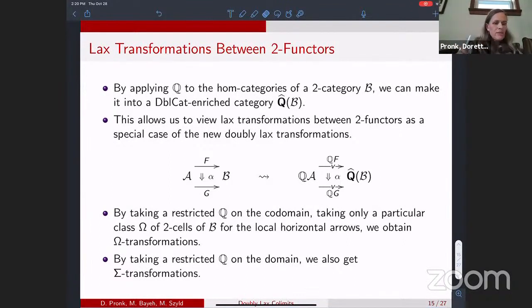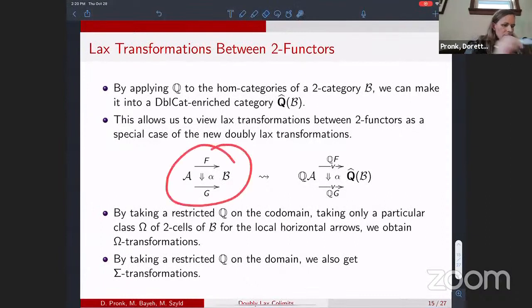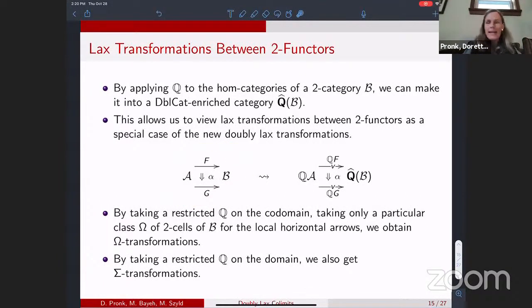To the hom categories of the 2-category at the codomain. So I'm looking here at this situation. I have two 2-categories, A and B. We have two functors, F and G, and an alpha transformation between them. I can apply Q to the hom categories of B and thereby obtain a double-category-enriched category QB.